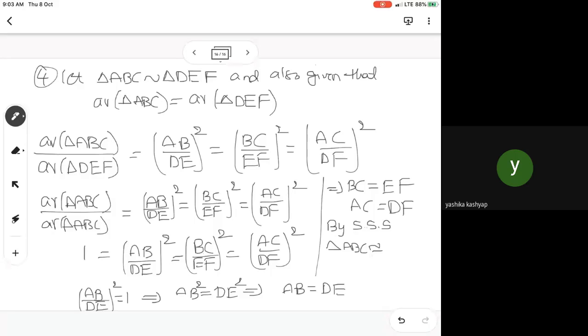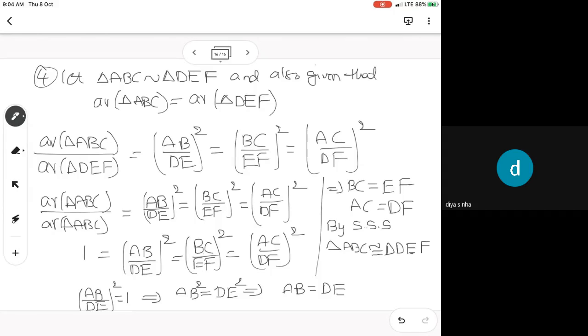Most of the students will get confused about one thing: when two triangles are taken, similar triangles, every similar triangle is not a congruent triangle. Similar triangles should also have equal area. The two triangles should be similar and they should have equal area. If they are having equal area, then you can say that the two triangles are congruent. Is it clear?